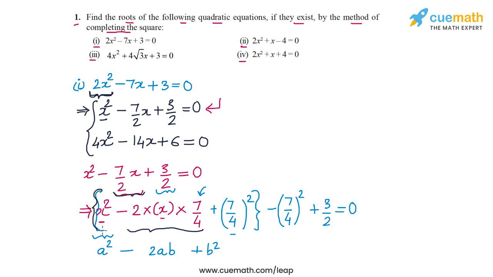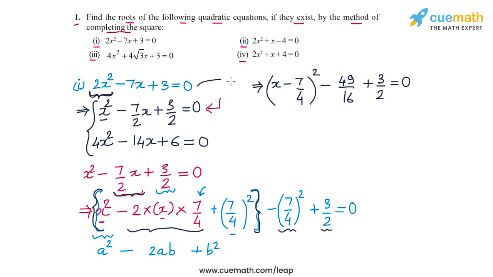Now this combination of 3 terms will become a perfect square. So let's write it here. This will become x minus 7 by 4 whole square. And then I'm left with minus 7 by 4 whole square plus 3 by 2, so minus 49 by 16 plus 3 by 2. This is equal to 0. So this is how I can modify the original equation by completing the square.